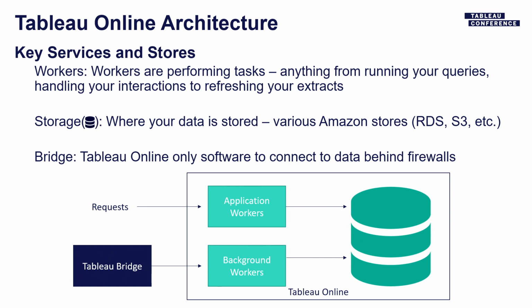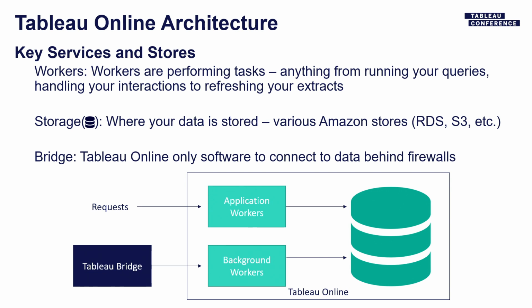The next thing we're going to talk about is storage. We use a lot of different storage technologies from AWS. We use RDS for Postgres, we use S3, we use ElastiCache for caching, and a bunch of other services. But what we really want you to understand is how we make sure that storage is secure. And the last piece, whenever you're talking about on-premises data, is Bridge, how Bridge stays secure, and how it helps you connect your on-premises data to online.